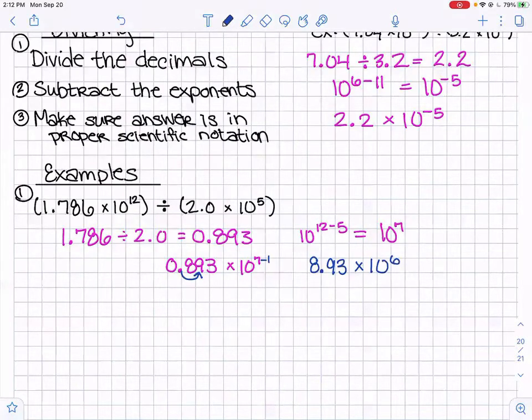Okay, here's the idea with that. 10 to the 7th means to make that a standard form number, I'm going to move it 7 places to the right, correct? Okay, so if I've already moved it one of the places that it was moving, that's one less that I have to move it later, right?